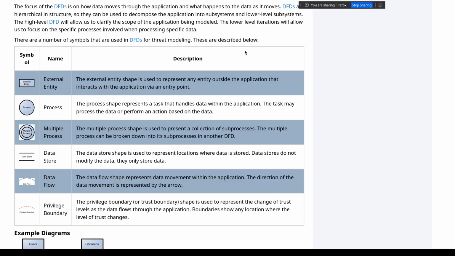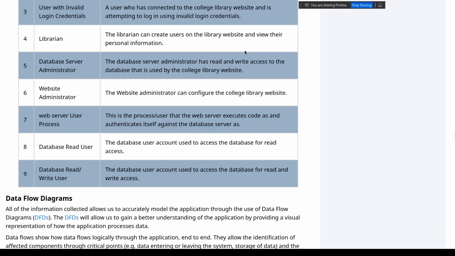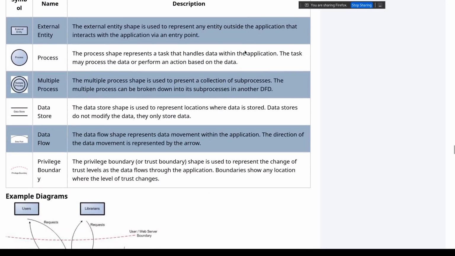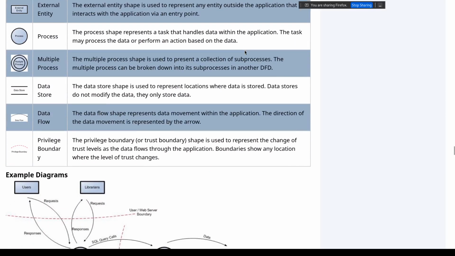So you can have diagrammatic conventions. You can use different conventions for various assets. For an external entity, like a user or a threat agent, or it can be anything, you can use a rectangle. For processes, you can have a circle. And for a data store, you can use this diagrammatic convention.